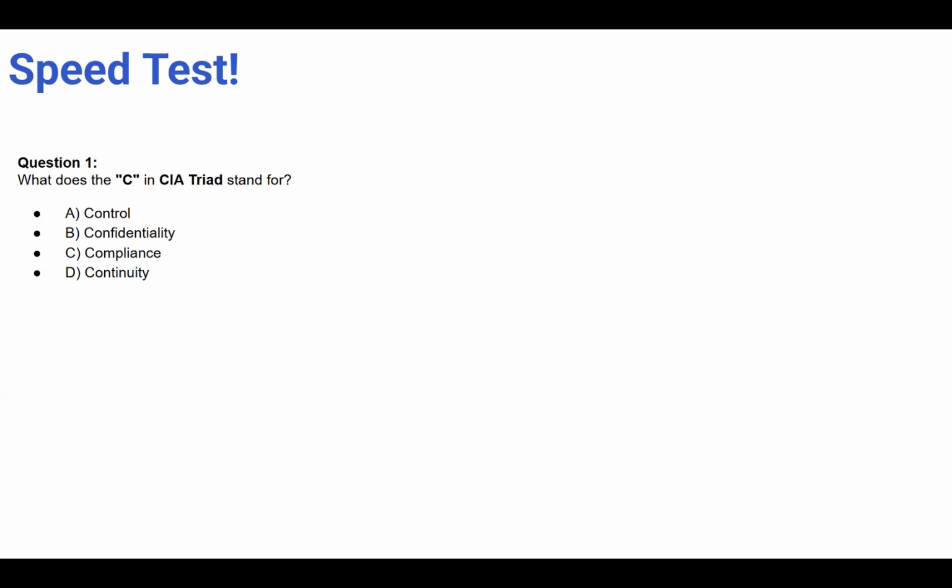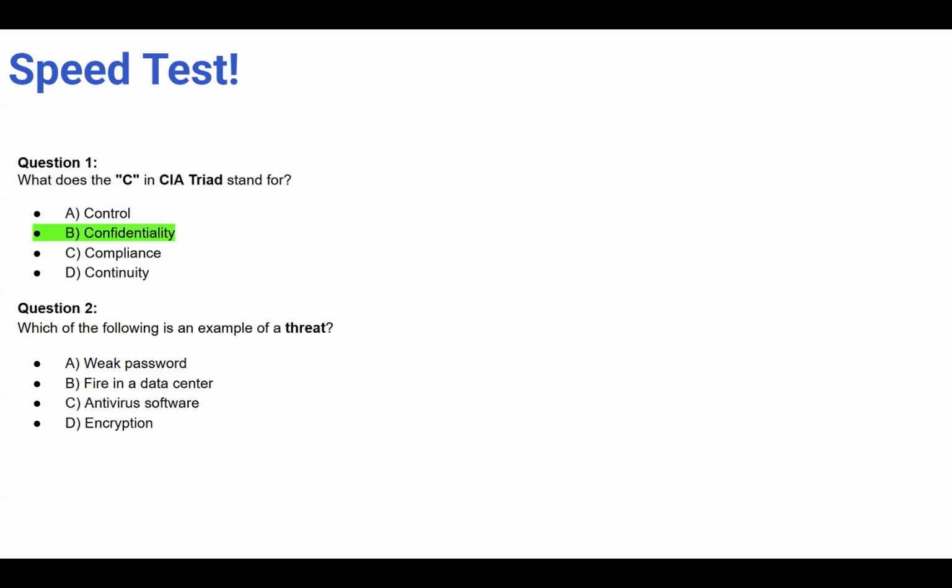So the first question, these are all easy speed test questions to get our minds up to speed, if you will. What does the C in CIA triad stand for? Is it control? Is it confidentiality? Is it compliance? Or continuity? So you can pause, think about it, and yes, that would be confidentiality. The C in CIA triad stands for confidentiality, integrity, availability, which are the three pillars, if you will, of information security.